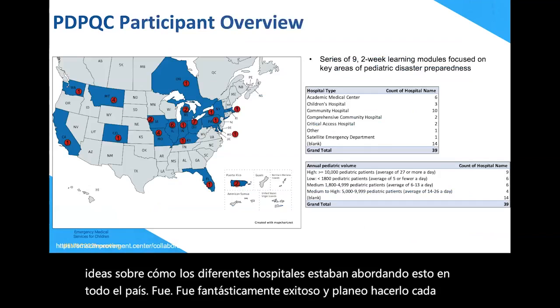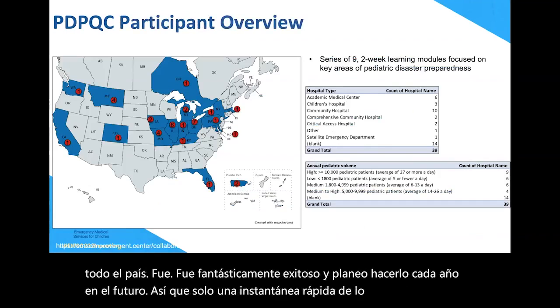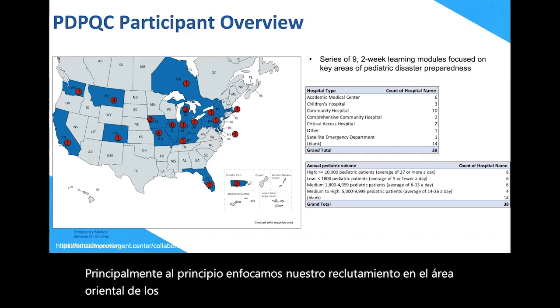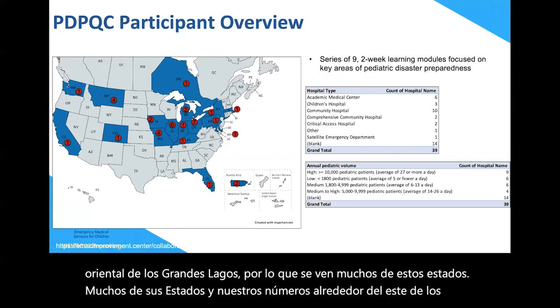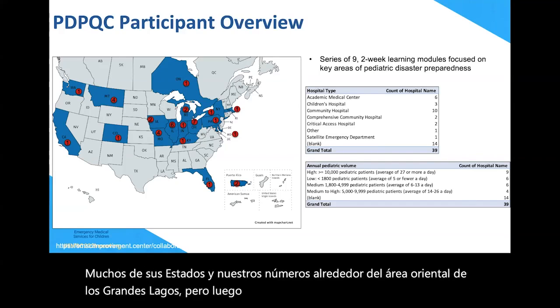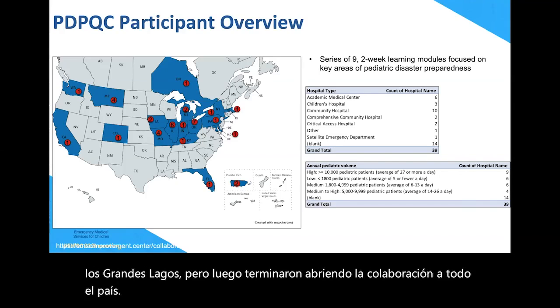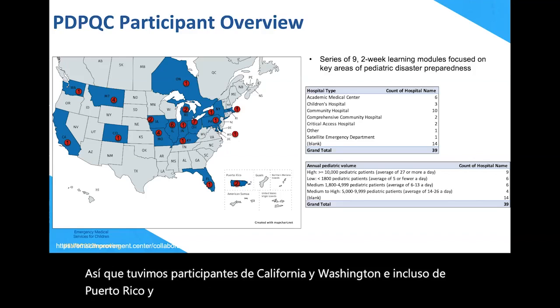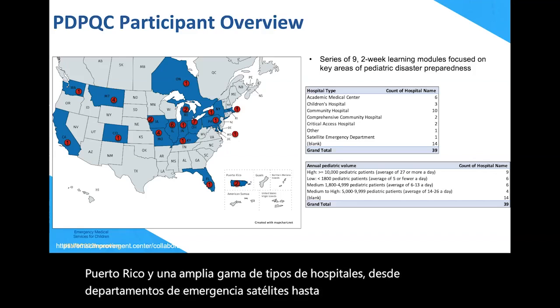So just a quick snapshot of what these participants looked like. At first we focused our recruitment in the Eastern Great Lakes area, which is why you see a lot of the states and their numbers around the Eastern Great Lakes area, but then we opened the collaborative to the whole country. So we had participants from California and Washington and even Puerto Rico. There was a wide range of hospital types, from satellite emergency departments all the way through children's hospitals and academic medical centers, and a wide range of pediatric volumes as well.